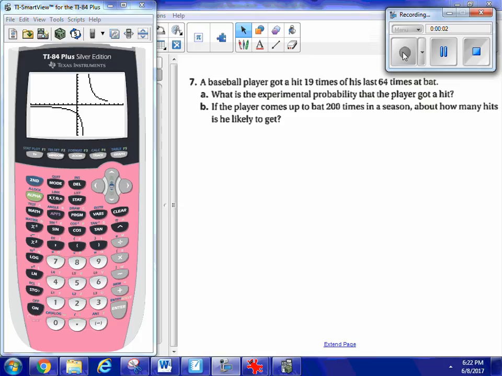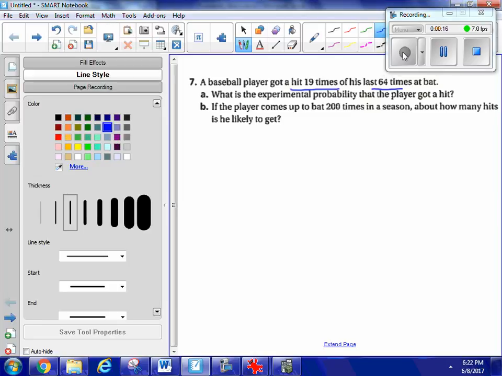Let's do a couple of problems, basic probability problems. A baseball player got a hit 19 times out of 64 times at bat. So his sample space is 64 times at bat, and the number of favorable outcomes was 19.